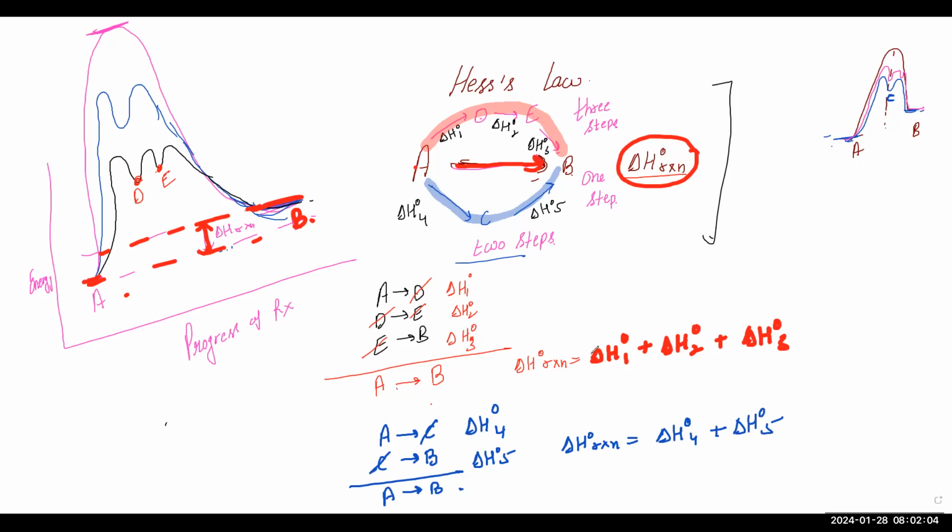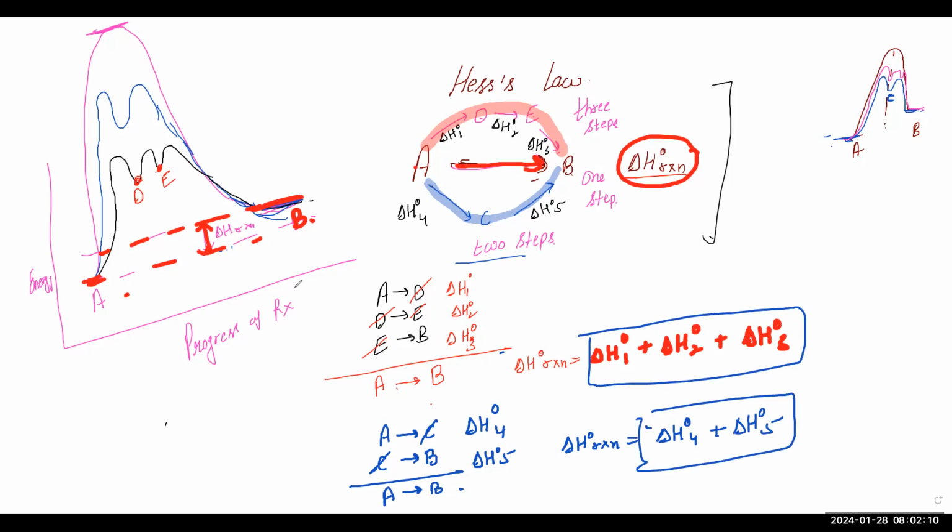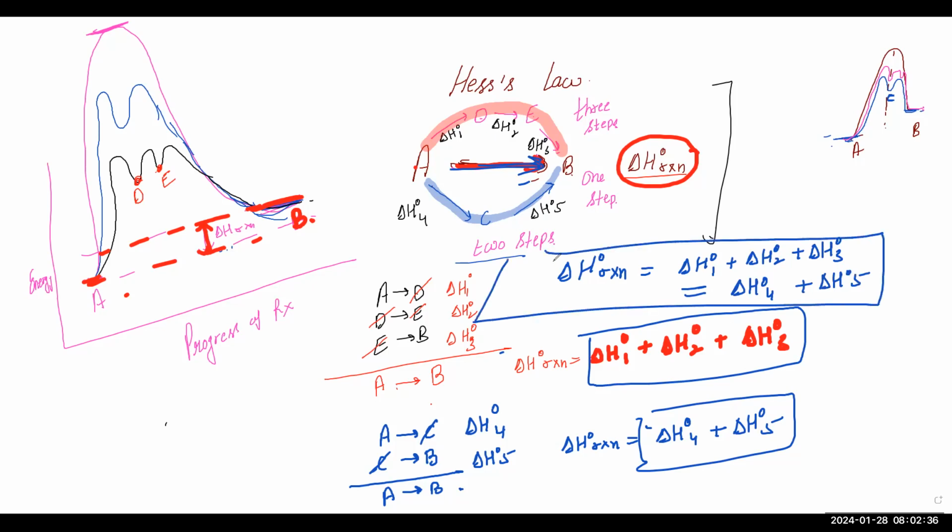So can I say that whether I calculate delta H naught of the reaction by this method or by this method or just by single step, I'll get the same answer. Means delta H naught of the reaction is delta H naught 1 plus delta H naught 2 plus delta H naught 3 is also equal to delta H naught 4 plus delta H naught 5. Can I say that? And this is the concept, children, you are going to use in the form of Hess's law. This is Hess's law, independent of the path.